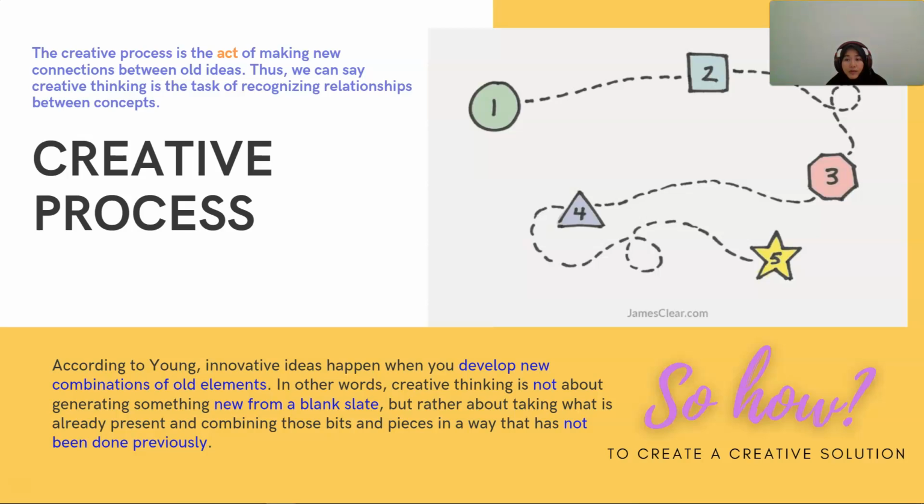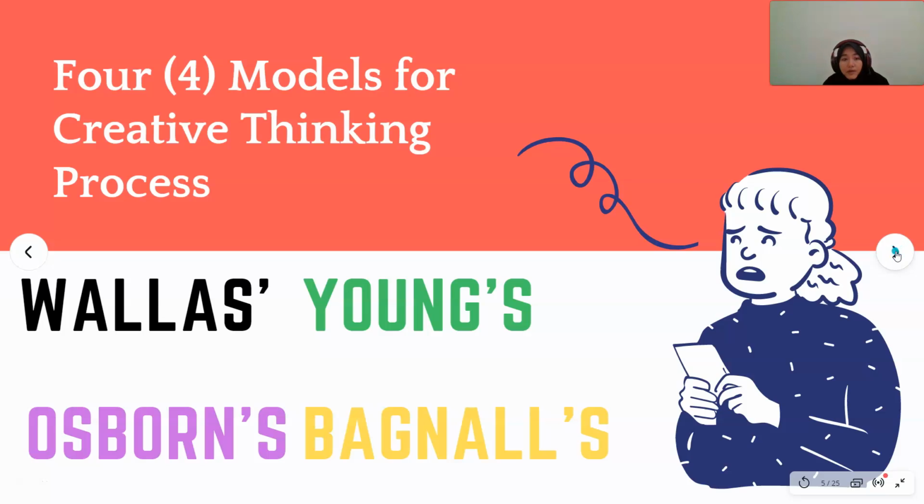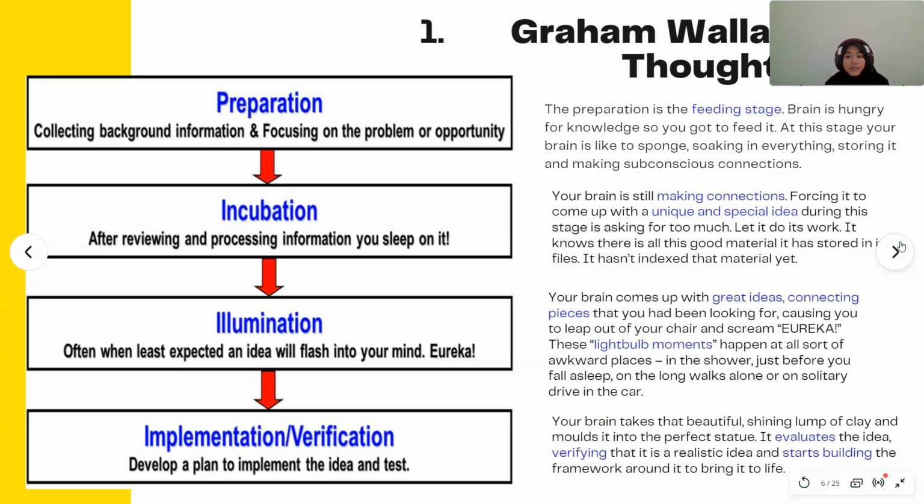So this is actually what you will have to do for your group assignment. How do you create the creative solution? What are the processes that are involved? So in our syllabus, class, you will learn about 4 models for the creative thinking process. Actually we have lots of models, but these are the most common models in the creative thinking process. So we have Wallace, Young's, Osborne's, and Bagnall's. We will discuss them one by one.